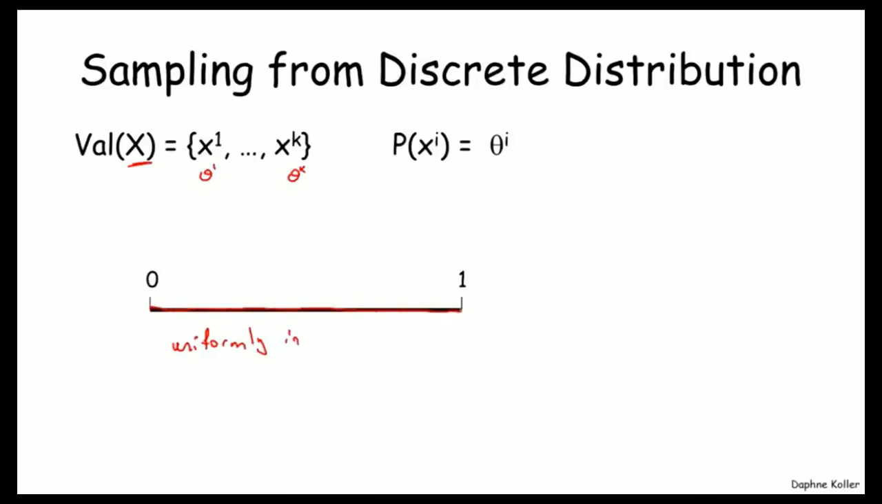And so if we wanted to convert that into something that samples from this discrete distribution, the simplest way of doing that is to basically split up the range and make this point, say, theta 1, this point, theta 1 plus theta 2, theta 1 plus theta 2 plus theta 3, and let's leave it at that. So 4 values of the random variable.